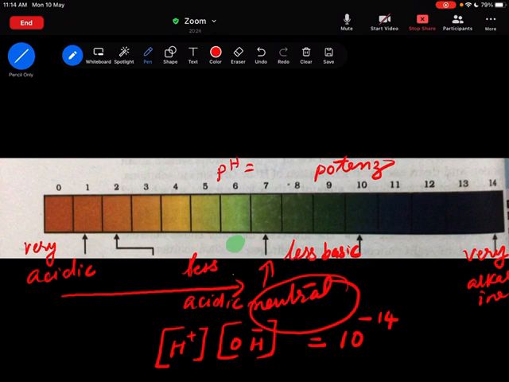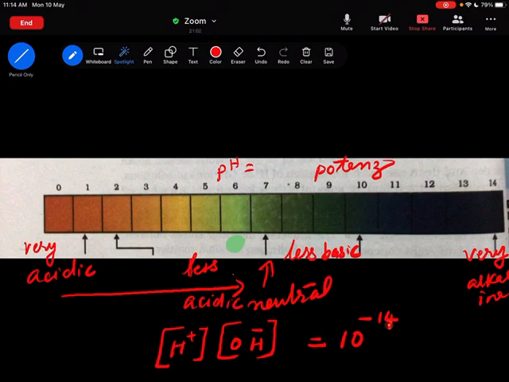For any solution, there are H plus ions and OH minus ions. If H plus ions are high, then OH minus ions are less. If OH minus ions are high, then H plus ion concentration is less. For any solution, H plus ion concentration into OH minus ion concentration is equal to 10 to the power minus 14.